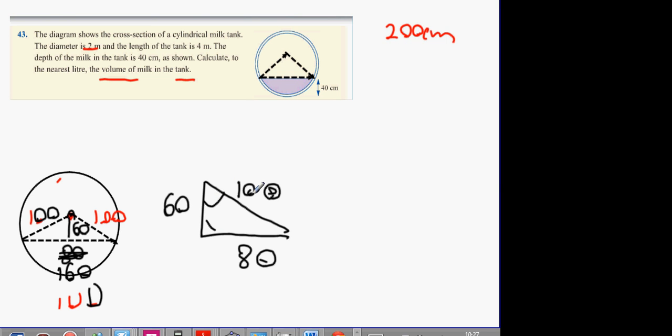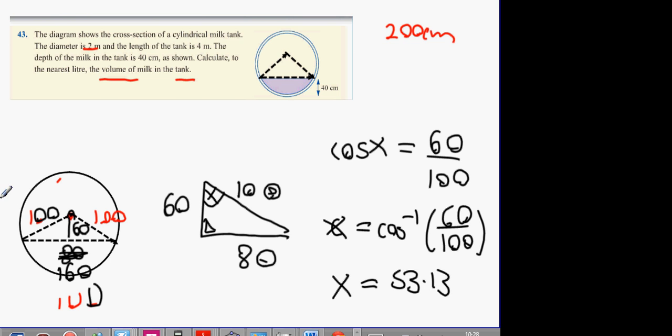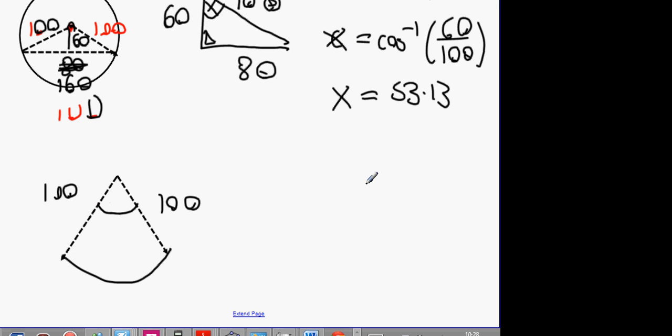I had the 160 originally, didn't I? Now use cos inverse, since that is the adjacent and the hypotenuse. So cos x equals 60 over 100. Can somebody cos inverse that for me? 53.13. So x equals 53.13. What does that mean about twice that angle? 106 point something.